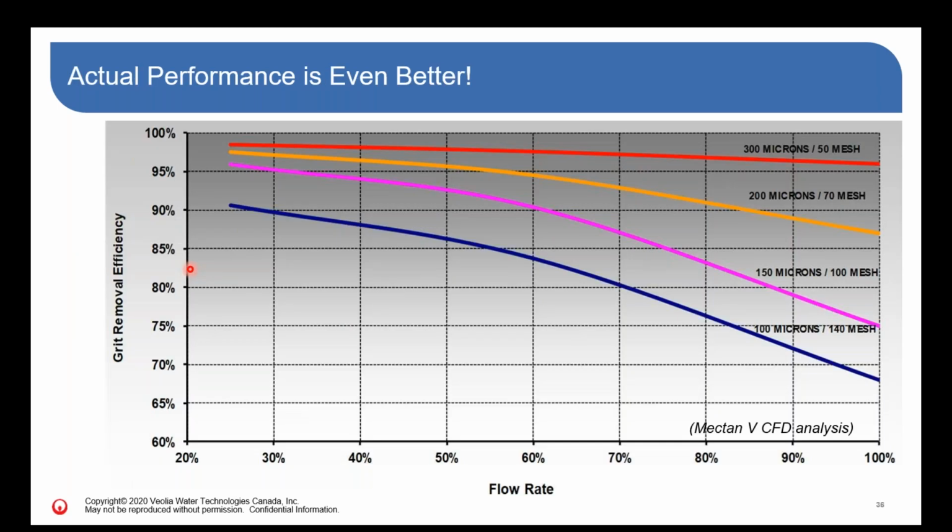Something that's important to know is that the performance statements are made at peak rated capacity for the unit. So that's 78 million gallons or 295 million liters a day, 100% of the rated capacity over here. What we're looking at on this graph is computational fluid dynamics analysis for the MECTAN V and different sizes of grit particle. So the dark blue is the finest particle, 100 microns, and then the red at the top, 300 microns. And you can see that as flow rate reduces, removal performance increases.